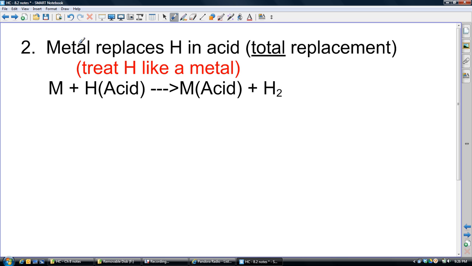Alright, so the next thing is a metal that's by itself can replace hydrogen in an acid. And I'm going to use the phrase total replacement. Here's our next phrase. We already said metals trade places. The second phrase is treat hydrogen like a metal, because hydrogen is an H+. So what we really want to think of, treat hydrogen exactly the same way you would treat sodium, potassium, lithium, or any of those other +1 metals.